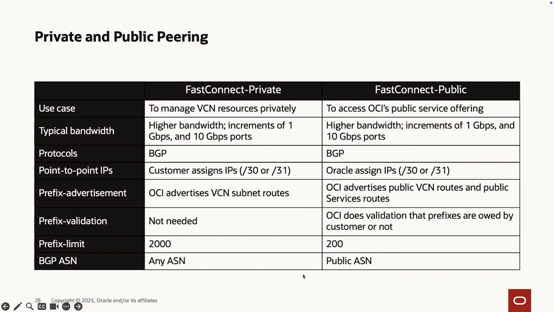So this is just showing the difference between the two. Use case, right? Connecting to virtual cloud networks versus connecting to public OCI services. Typical bandwidth is similar there, same protocols. The difference here is going to be for the point-to-point IPs. The customer assigns these for private versus Oracle assigned for public.